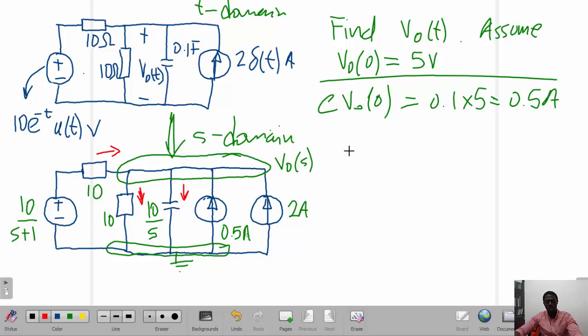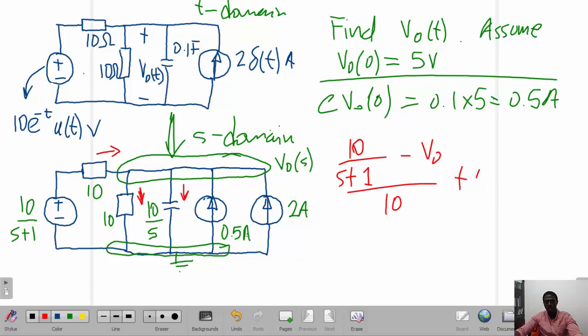So this is going to appear as follows. You have 10 over s plus 1, and that subtracts the voltage V0 over the resistance, which is 10 in this case. And this is the current, this value of current here. And this must be able to add to the currents that are entering. So the sum of currents entering must add.